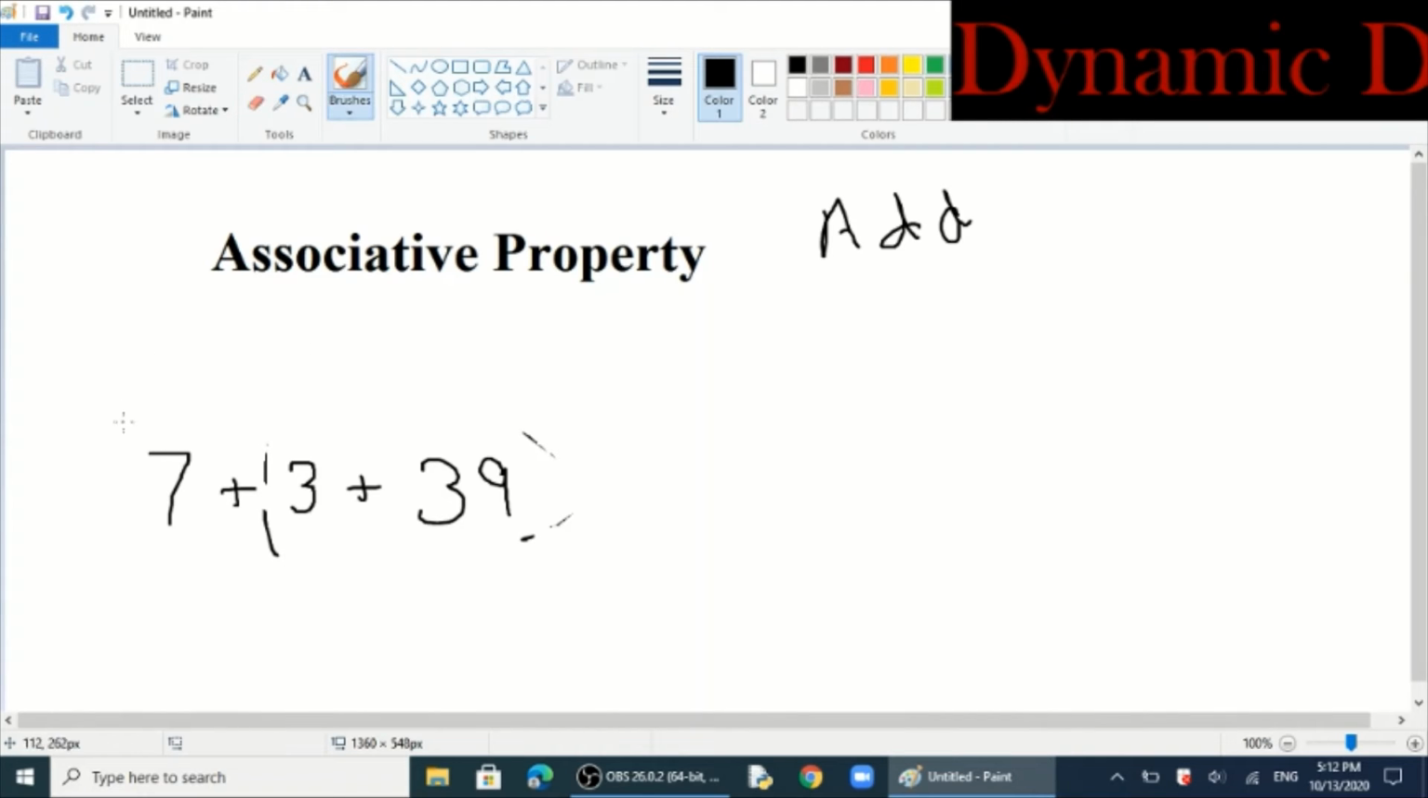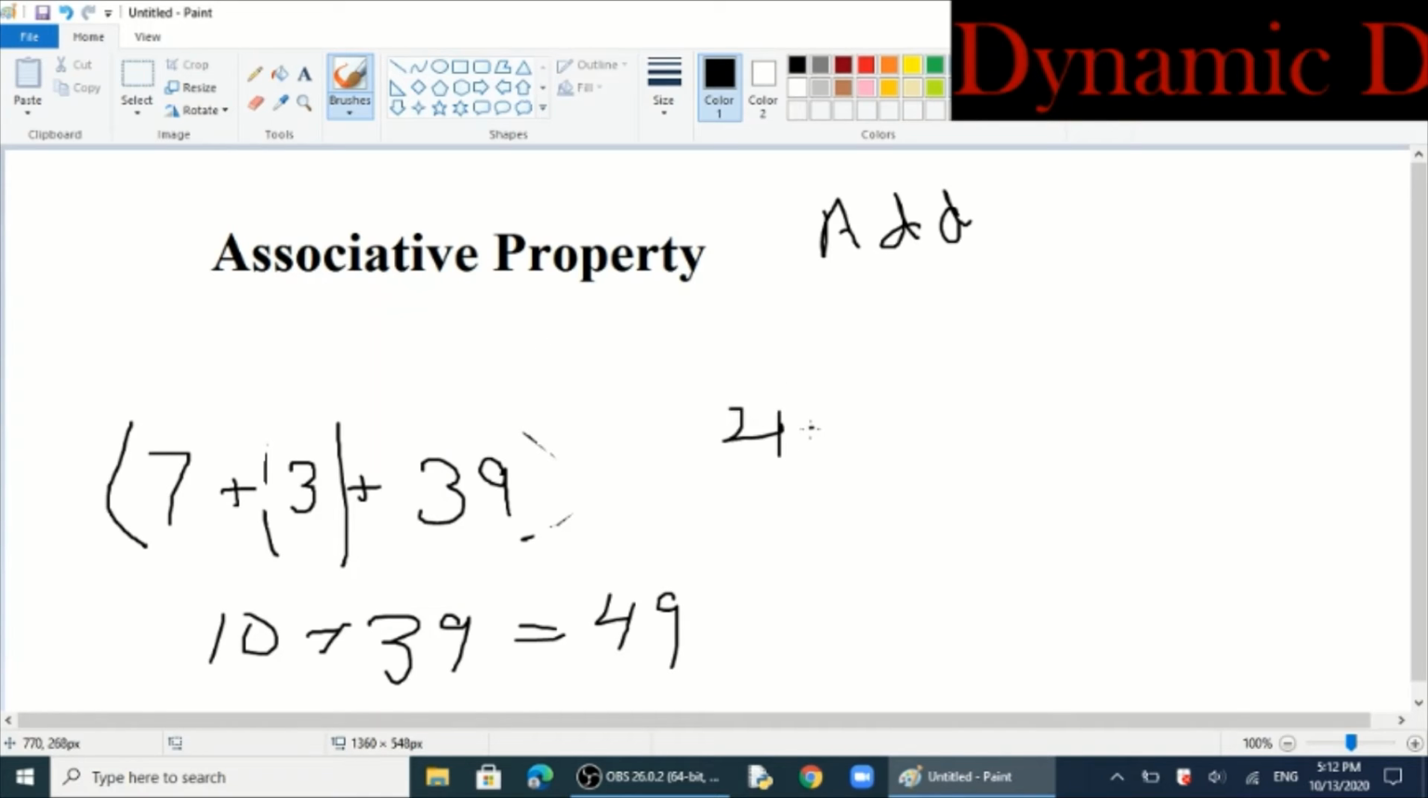And let's get 7 plus 3 equals 10. 10 plus 39 equals 49. I could do the same thing. I could have got 42 plus 7 equals 49. It's still the same thing. Like I said before, it depends on your simplification, how you want to simplify it, how hard you want it to be.